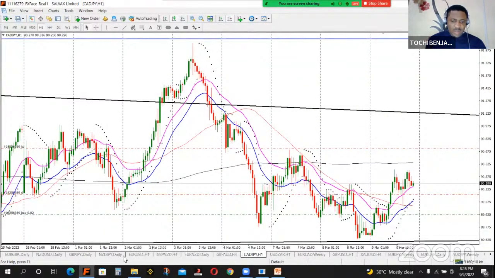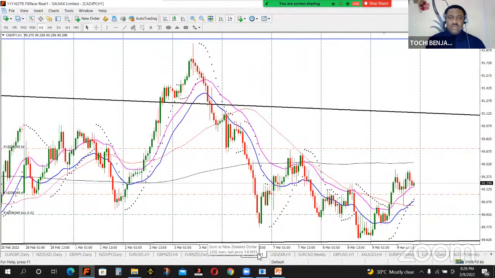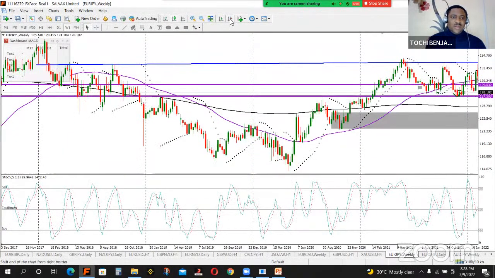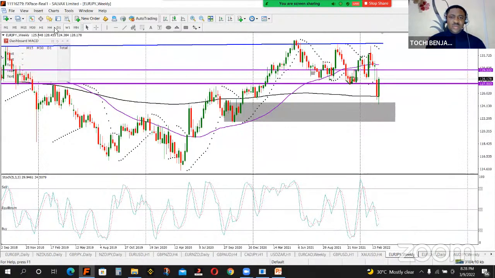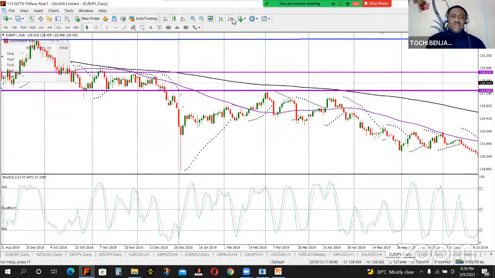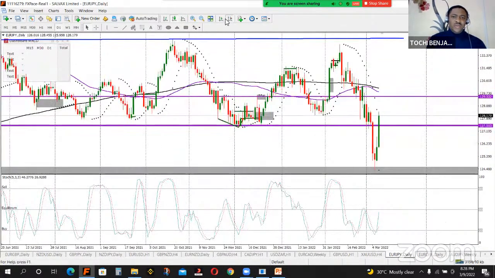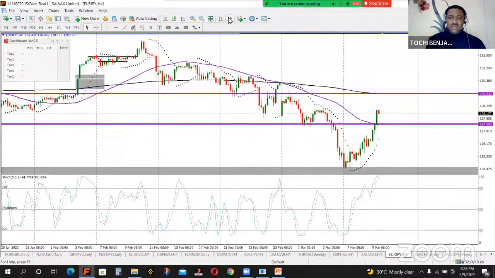Euro JPY. I actually missed this market this morning. That's so bad. Let me go to... I want to show you a swing, then we'll see how it is being repriced.